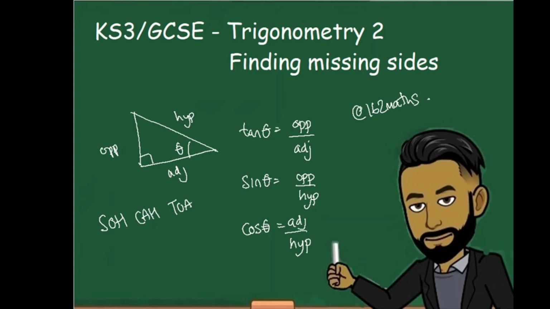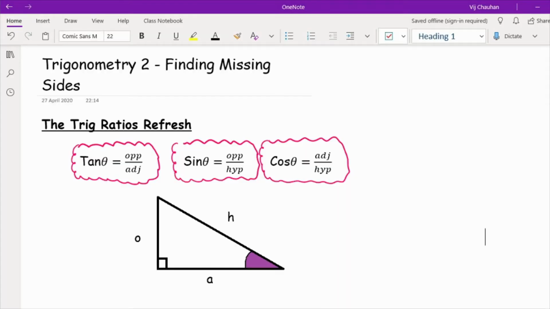So in the second chapter of trigonometry, what we're doing is we're using the trig ratios and the methods that we used in the last video to help us find missing sides on right angle triangles. So going forward, we're using trigonometry to find missing sides on right angle triangles.